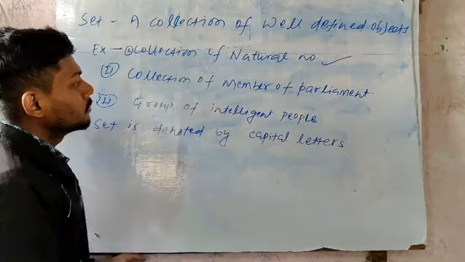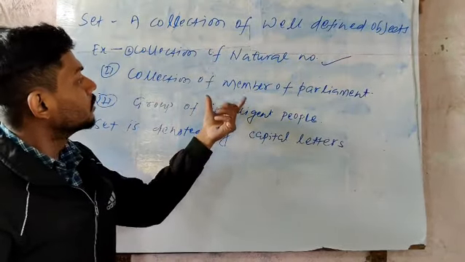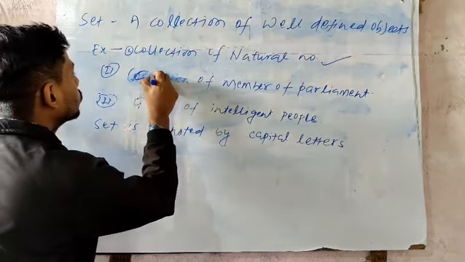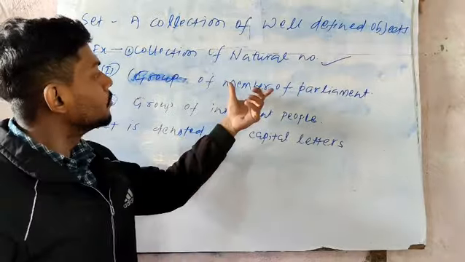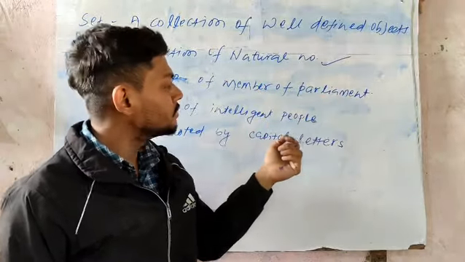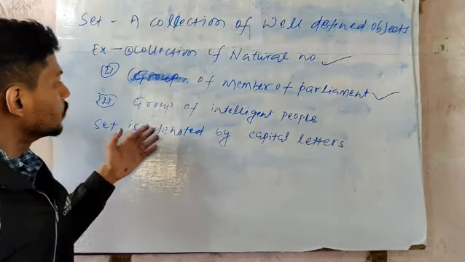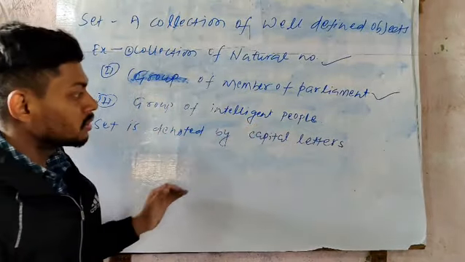Second one is a collection of members of parliament, which is called a set. Third one is a group of intelligent people, which is not a set.